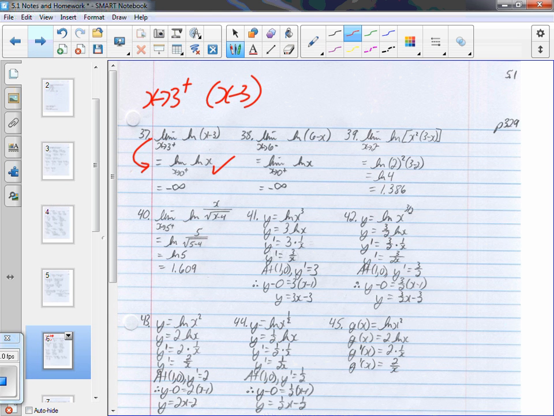Okay? And then once I've got that, remember how you're supposed to have a notion of what the natural log function graph looks like? So, as x approaches 0 from the right, where's the y-coordinate going? Negative infinity.